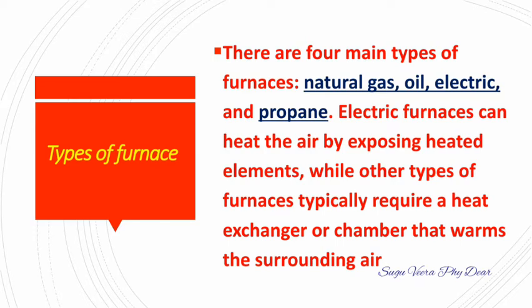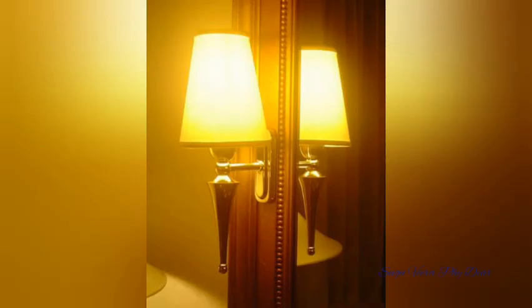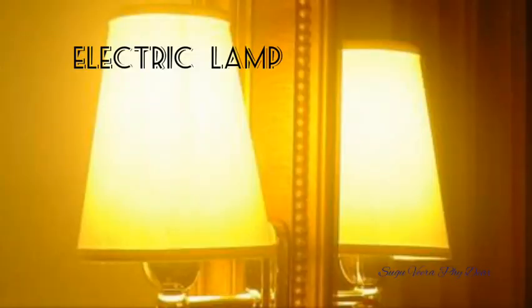An electric furnace can heat the air by exposing a heated element, while other types of furnace typically require a heat exchanger or chamber that warms the surrounding air. Fourth one, electrical lamp. A light bulb produces light from electricity. In addition to lighting a dark space, they can be used to show an electronic device is on, to direct traffic, for heat and for many other purposes. Billions are in use, some even in outer space.